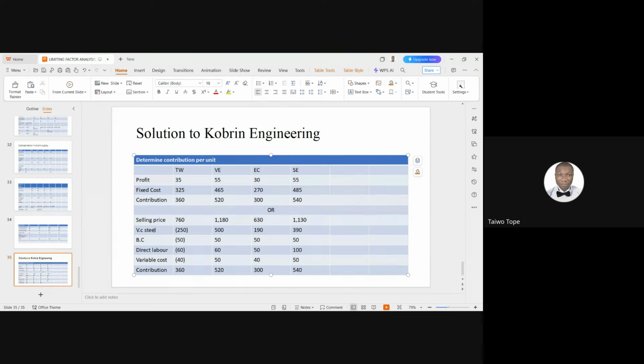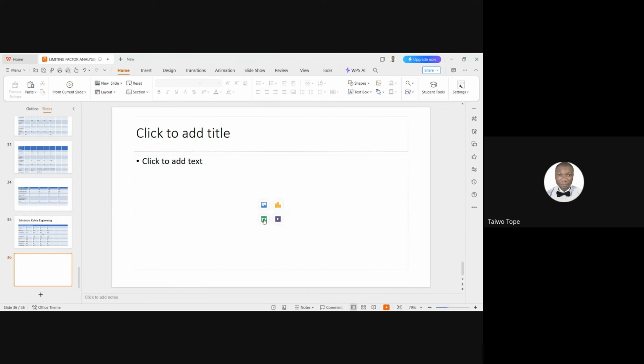So having gotten the contribution per unit, we need to get what? Contribution per limiting factor. For A, the limiting factor is what? Is steel. The limiting factor is what? Is steel. And that limiting factor is given to you in what value? In dollars, right? So what are you now going to do to determine contribution per limiting factor? What will you do?